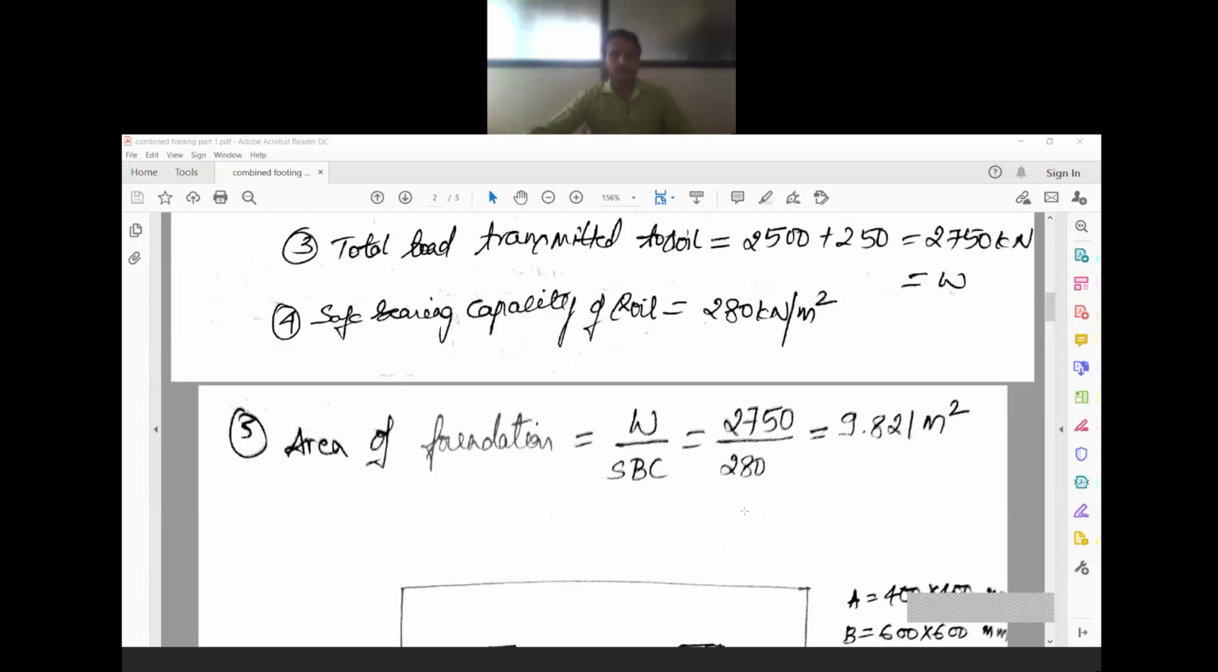So to calculate the area of foundation, the area of foundation is equal to total load which is falling on the soil, that is W, divided by safe bearing capacity. This is a standard formula what we need to follow. W by SBC is equal to 2750 divided by 280 is equal to 9.821 meter square.